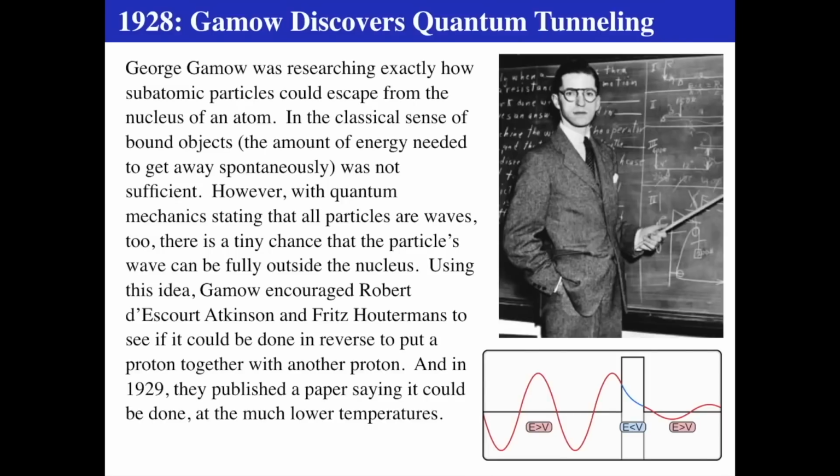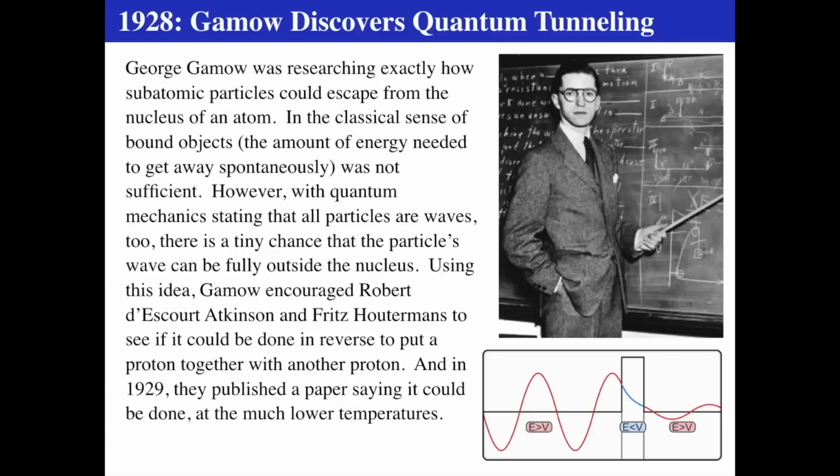So then in 1929, just a year later, there were a couple of other researchers, Robert d'Escourt Atkinson and Fritz Houtermans, who said, try to put it in the other direction. See if you can do it by putting protons together with protons. And they found that using the concept of quantum tunneling, you can actually have them merge together to form the nucleus that is formed of a proton and a proton.